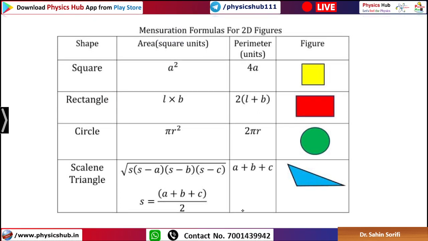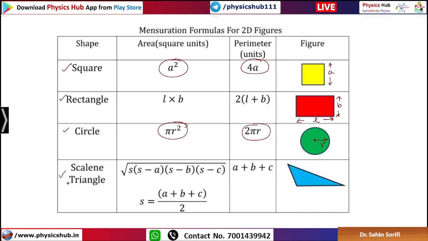So first of all, we'll go for the 2D figures. 2D figures include squares, rectangles, circles. You already know it. It is just for the sake of completeness we are discussing. If you have a square, if one side of the square is A, so square has equal sides, so area will be A square and perimeter is 4A. Rectangle, length and breadth. Area will be L into B and the perimeter will be 2 times L plus B. For circle, if you have a circle with radius R, then its area will be pi r square and the perimeter will be 2 pi r.